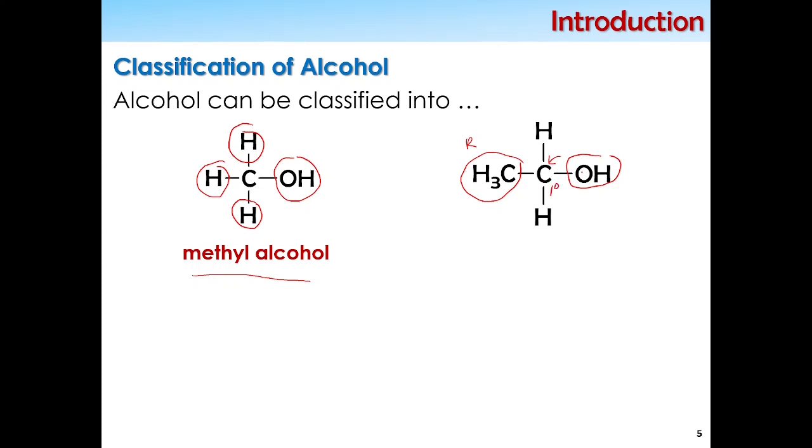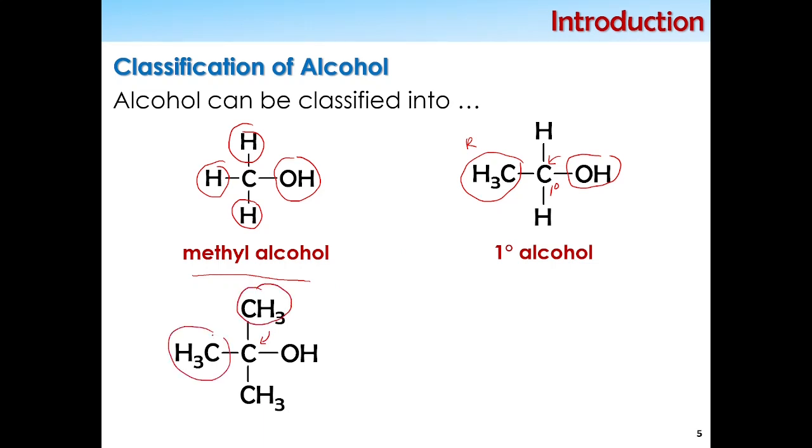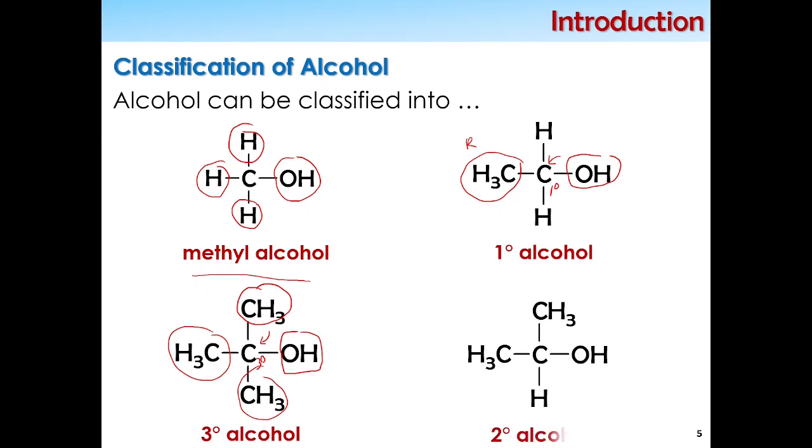So OH is classified by the class of the carbon that it is attached to. That one is primary alcohol. And this one, you can see the carbon here is attached to 3 R, where R is alkyl. So this one is a tertiary carbon. So OH attached to a tertiary carbon means this one is tertiary alcohol, and so on for secondary alcohol, because that carbon is only attached to 2 R. So this is secondary alcohol.